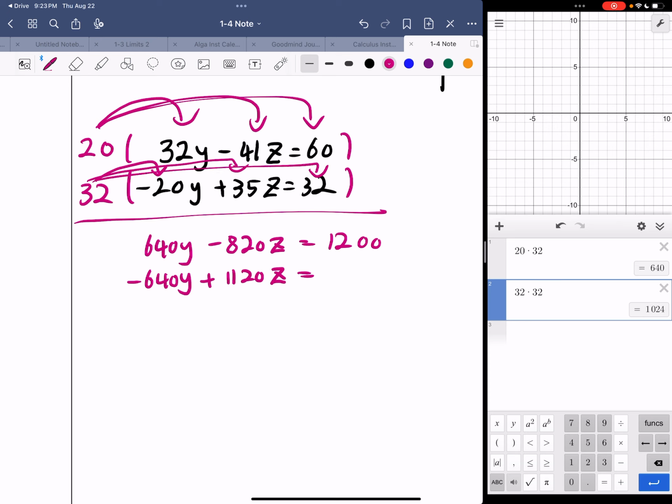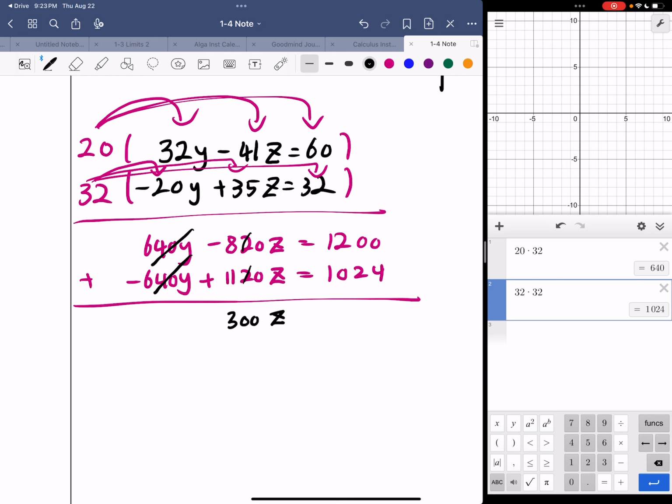So let's combine them like this. So do you see why this appears? So what's 1120 minus 820? So the 20 disappears, so it's going to be about 300z, right? Is equal to what? I made a mistake somewhere. I don't think so.